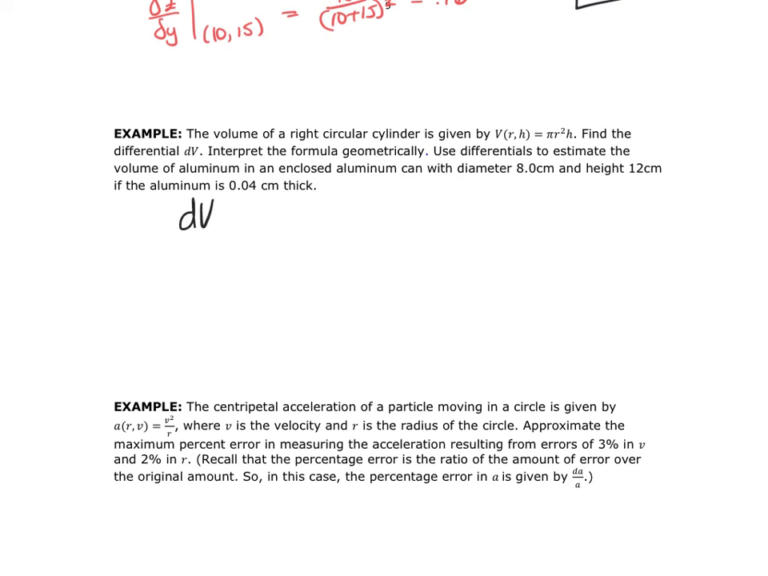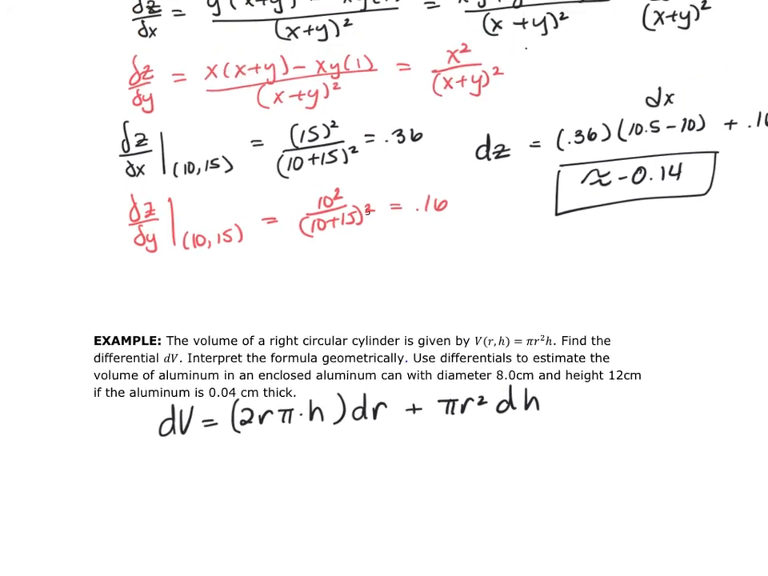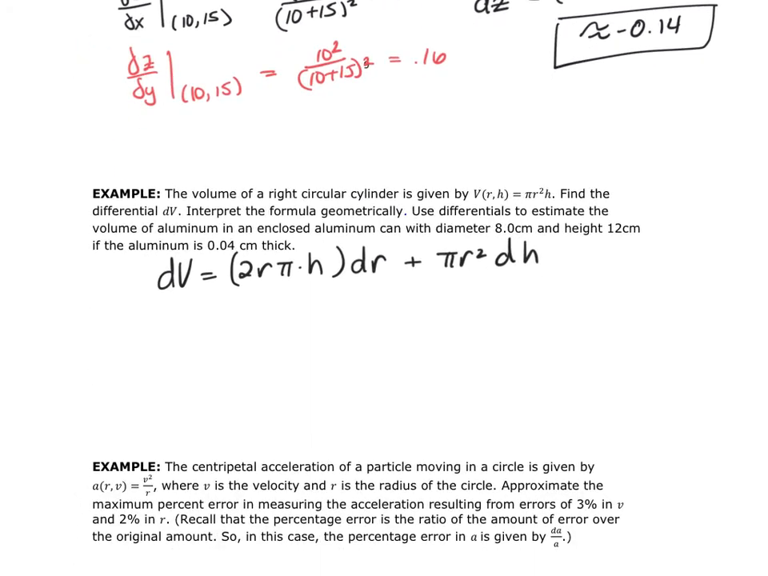So my dV is going to be my partial derivative with respect to r, which is going to be 2 pi r multiplied by h, and because we're doing the partial derivative, then it's going to be times dr. The partial derivative with respect to h is going to be pi r squared, multiplied by my dh. So that is my differential right there.